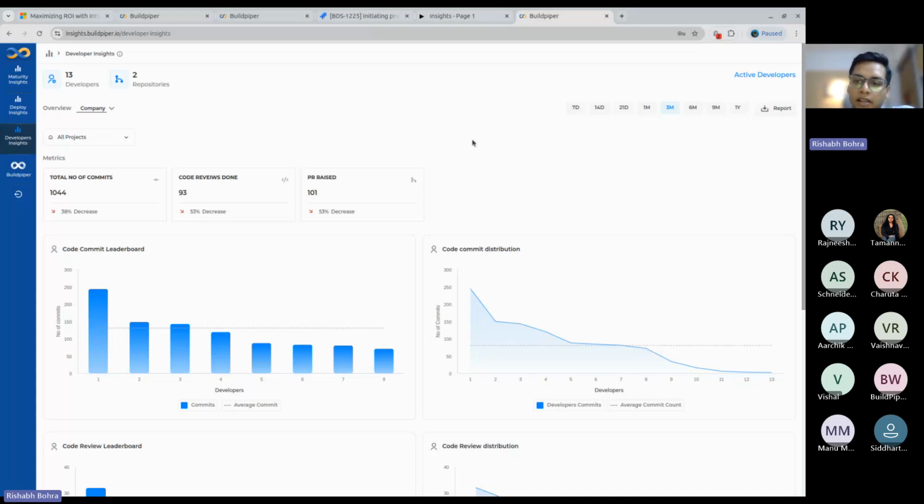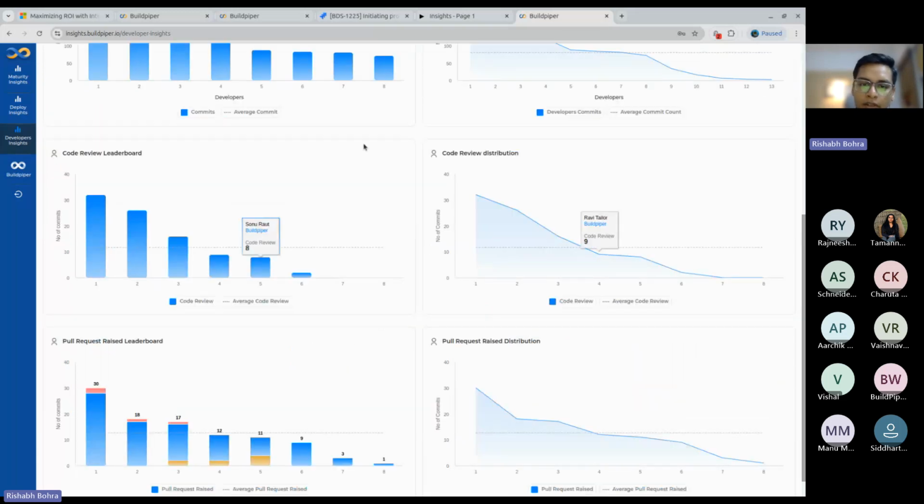The pull request raised are increasing or decreasing on a week to week or month to month basis, etc. Because the ideal goal is to make the developers more efficient and productive, so that they are able to push out more releases, and hence in turn they are able to create more commits, more pull requests, etc.